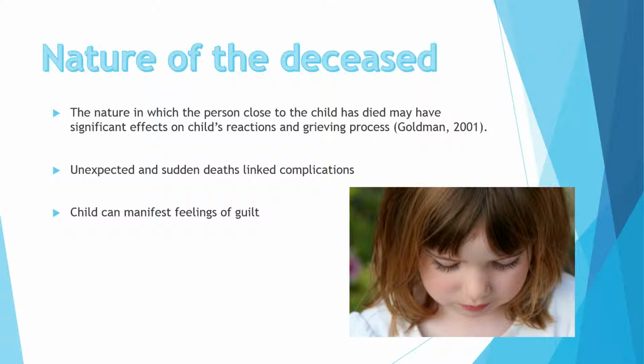According to Goldman, the nature in which the person close to the child has died may significantly affect the child's reactions and grieving process. Deaths that are unexpected and sudden, such as suicides, can have complications. In some circumstances, the child may believe that they've played a role in the death, and feelings of guilt may manifest within the child.